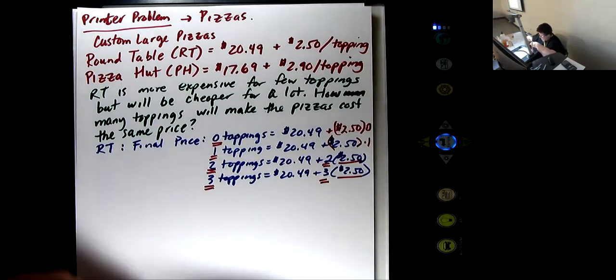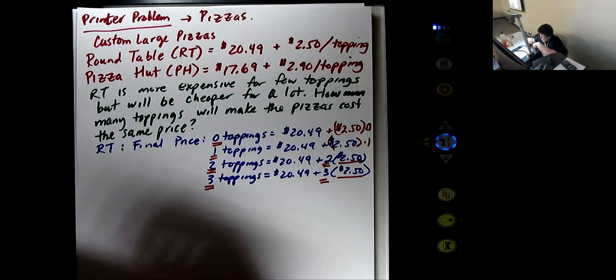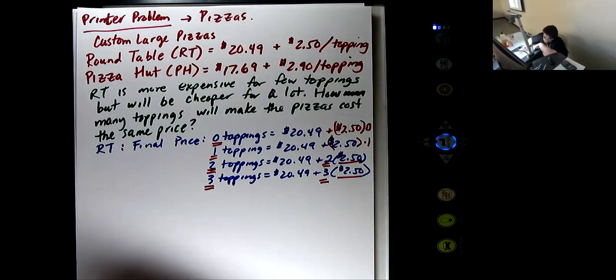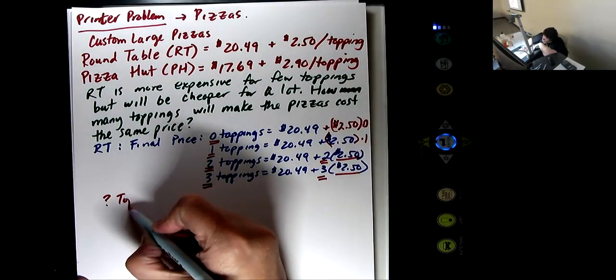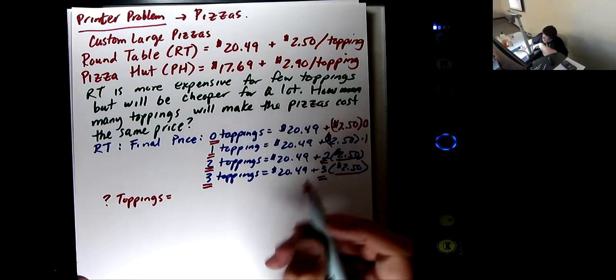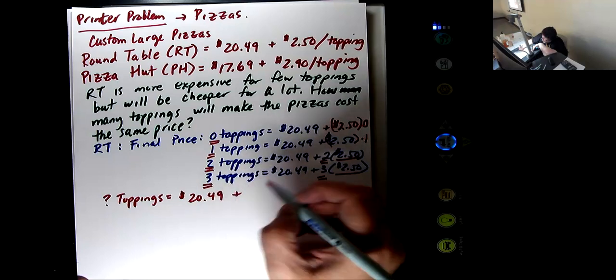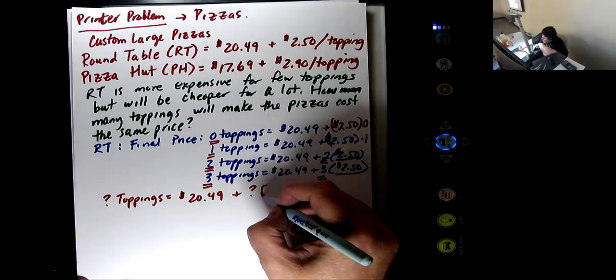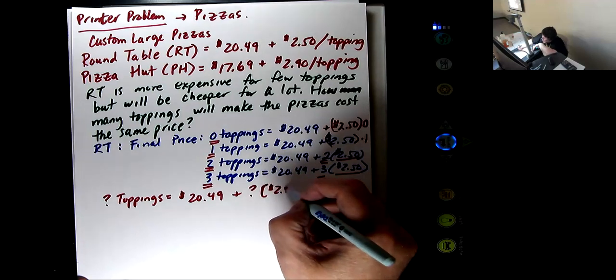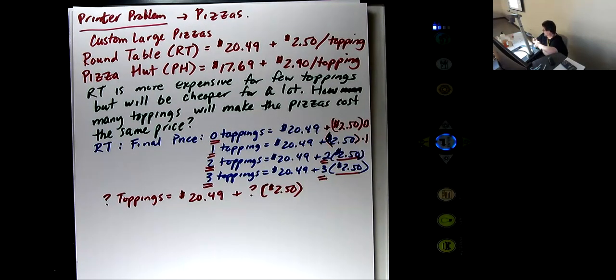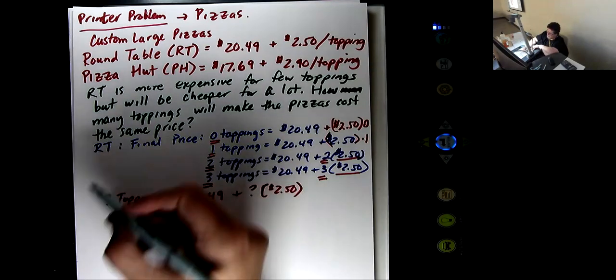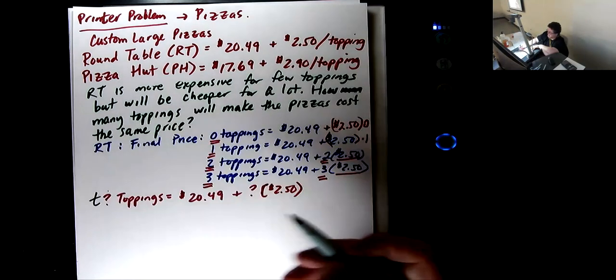So if I don't know how many toppings it is, it's going to be $20.49 plus question mark times $2.50. I think question mark might be a silly variable. So maybe let's use T for toppings. Let's call it T.